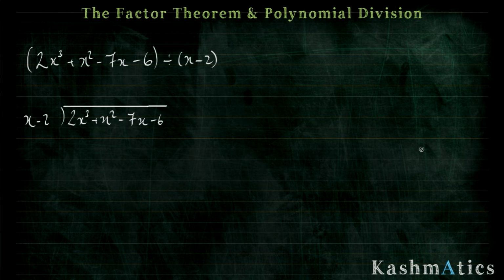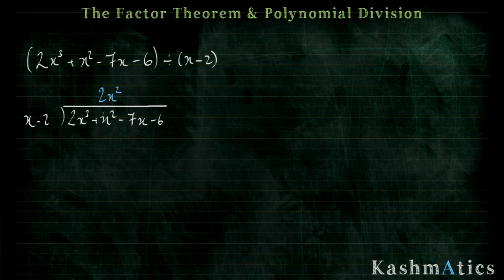Right, so let's have a look then. What we've got is 2x cubed plus x squared minus 7x minus 6, divided by x minus 2. The first question we ask ourselves is, what do you multiply x by to make 2x cubed? And the answer to that is 2x squared.